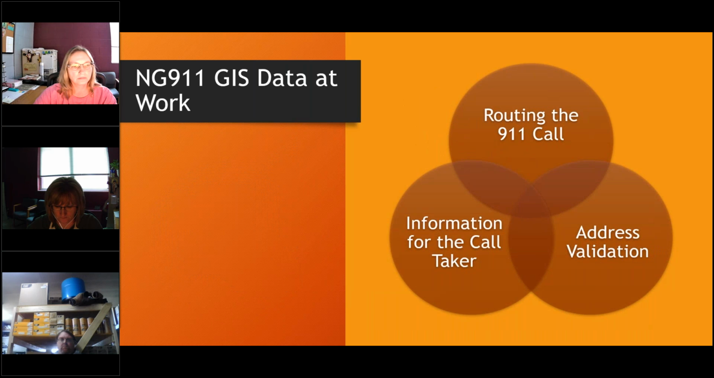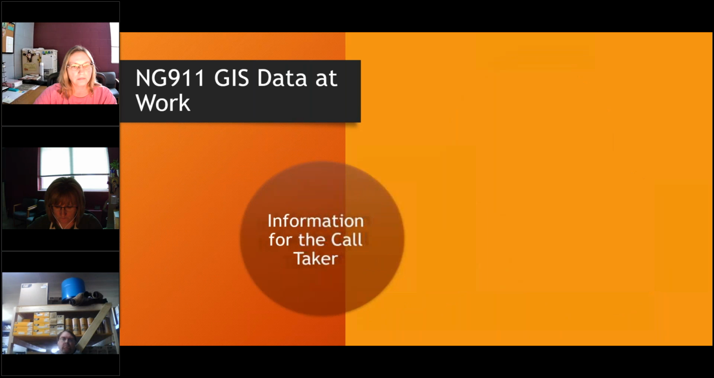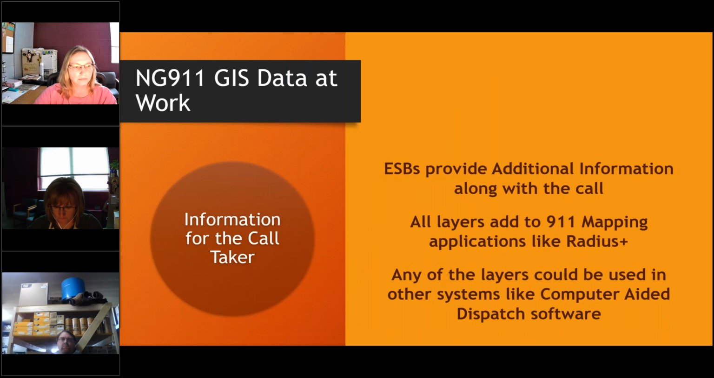The next thing that we're going to look at a little bit is information for the call taker. And there are several different ways that the GIS data that you maintain will provide additional information to the call taker. First, and maybe most obviously, the emergency service boundaries will provide some additional information along with the call about who responds or what response area the call is in.